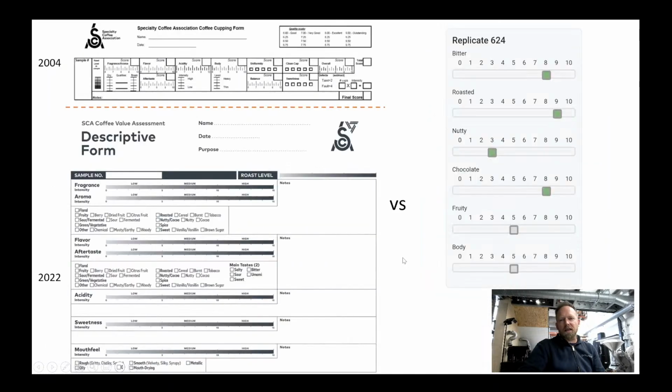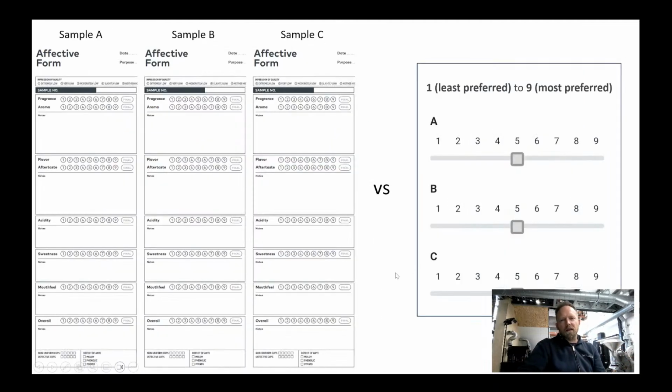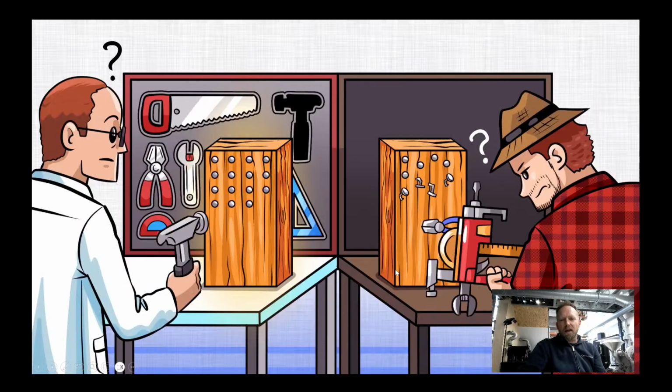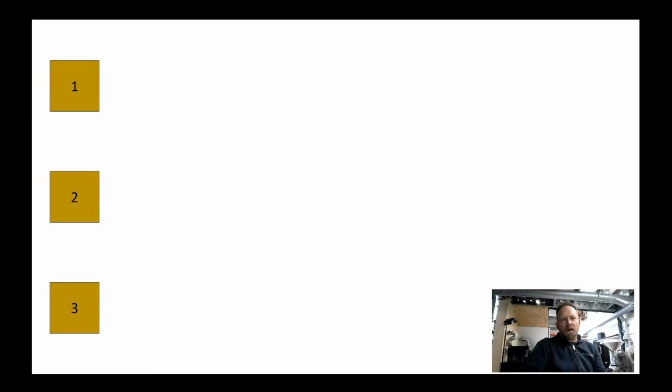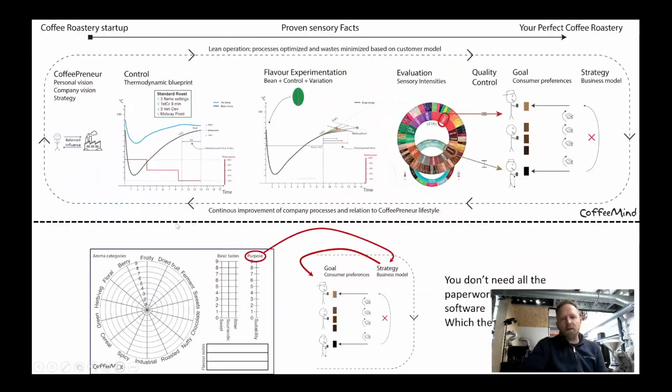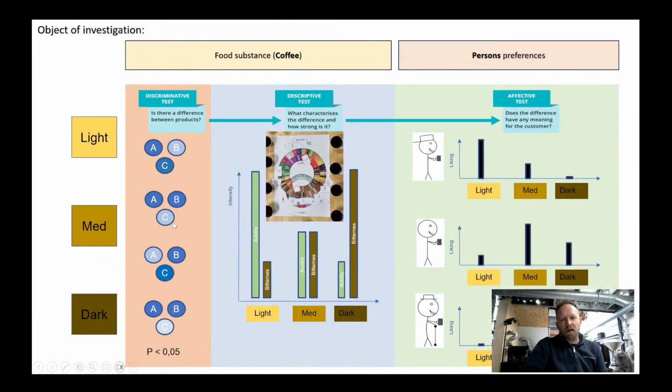So again, you can see the descriptive form, the SCA way versus the scientific, and the hedonic form or affective form, the SCA versus the scientific. I hope you recognize the difference here again. All right, so how to actually do such a descriptive analysis? Now I'm showing you how scientific data are done in the descriptive. How is a scientific descriptive test made?